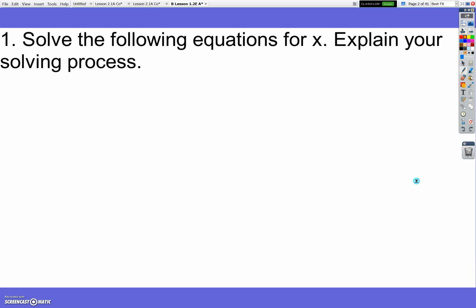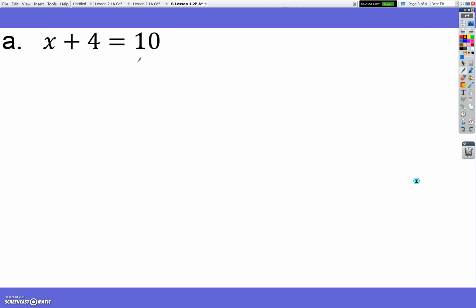So, let's go ahead and look at this. It says solve for the following equations, solving for x. This means in every problem, we're going to try to get x all by itself. So first things first, what I want to do is get x by itself. So the first thing I would do is subtract 4 on both sides. This would give me x equals 6. This is the type of problem that you guys know how to do that you've seen already.